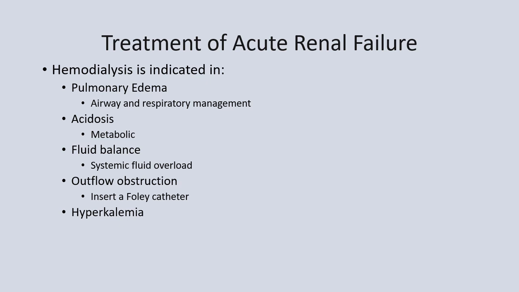So first line for pulmonary edema, if it's pulmonary, it's going to be ABCs. And if it's an acidotic problem, if they have a pH of 7.1, you're going to have to fix that via sodium bicarb or some form of metabolic means. If it's a fluid mismatch, obviously give them fluids. If you have an obstruction of the ureters, you could insert a Foley catheter, makes sense, bypass that obstruction. And then hyperkalemia we will get into here shortly.